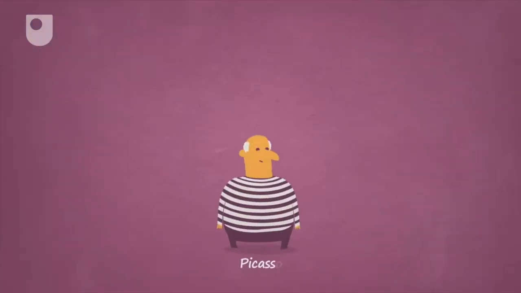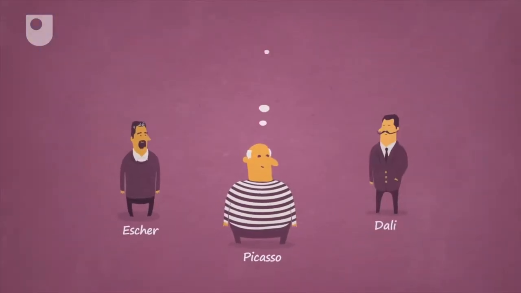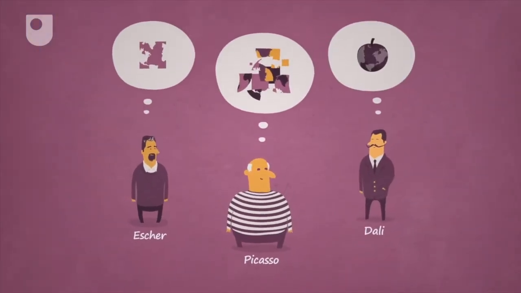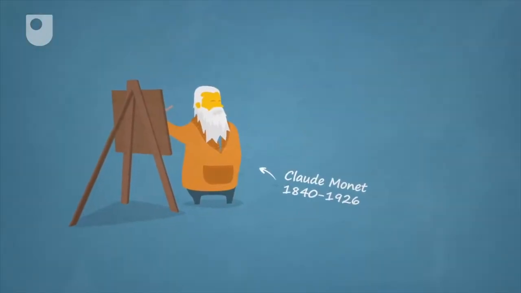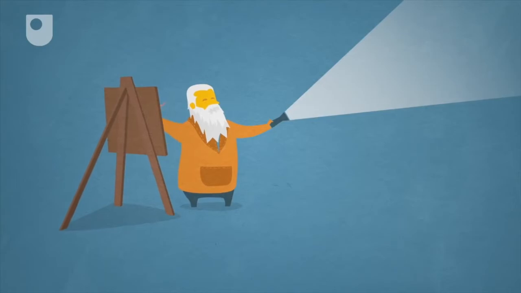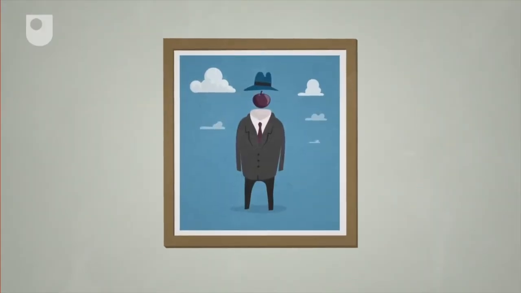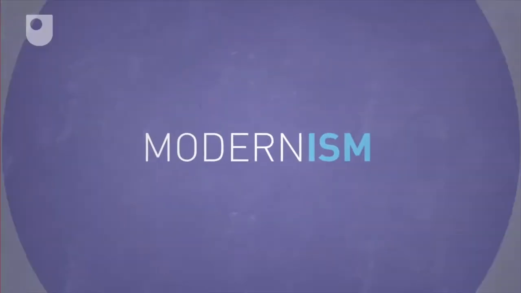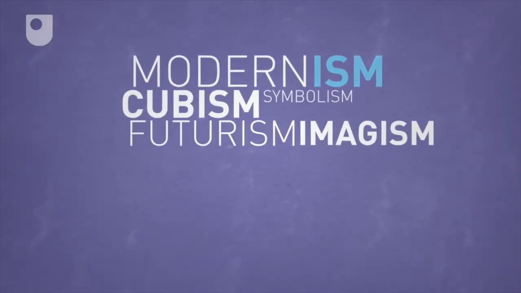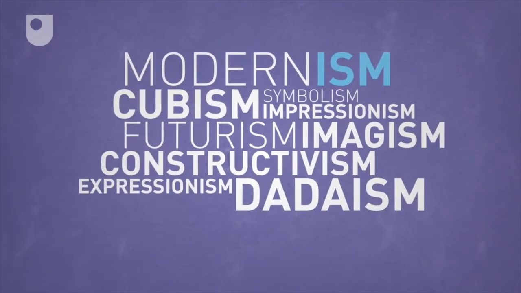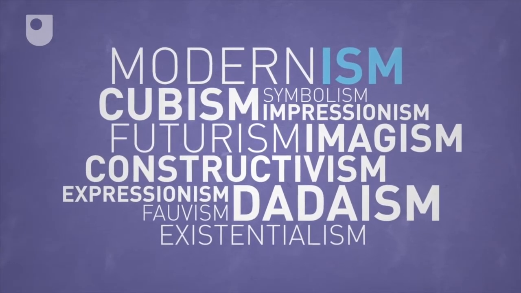Innovative artists like Picasso, Escher, Dali, they all started looking at their world differently. Other artists tried painting light itself. These were the Impressionists. Surrealists went a bit further. We had entered the age of the isms: Cubism, Symbolism, Futurism, Constructivism. All these new modern ways of looking at the world blew people away.